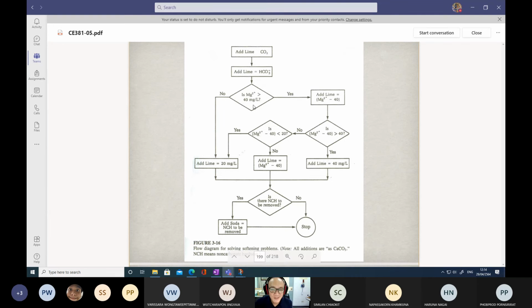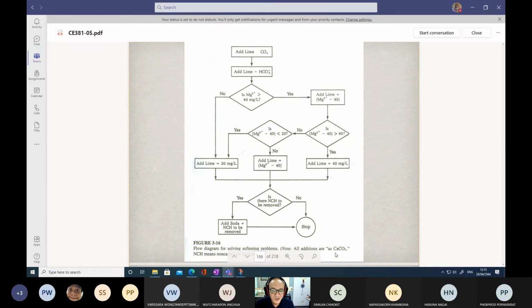You just check the amount of magnesium. If it's greater than 40 milligrams per liter, we will add lime equal to the amount of magnesium minus 40. Just go one by one. And then we add extra amounts of lime to drive the reactions. It depends on the amount of magnesium present. Here, all the units expressed in these figures are as calcium carbonate.